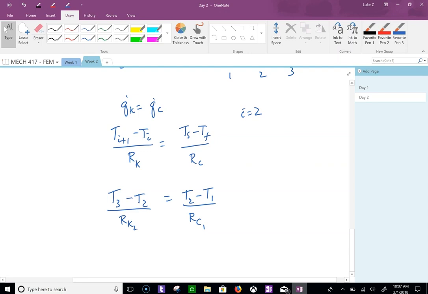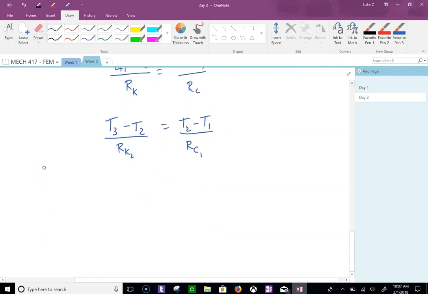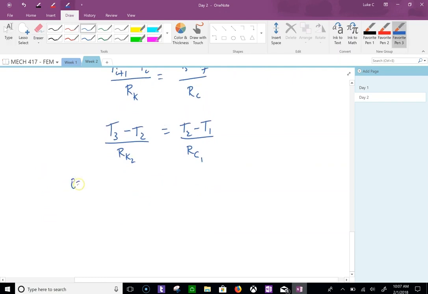How many more equations do we have to do? Well, we already know T1 and T7, right? So 4 more. If I equals 3, what node are we looking at? Node 3. So we're doing nodes, not elements in this case.